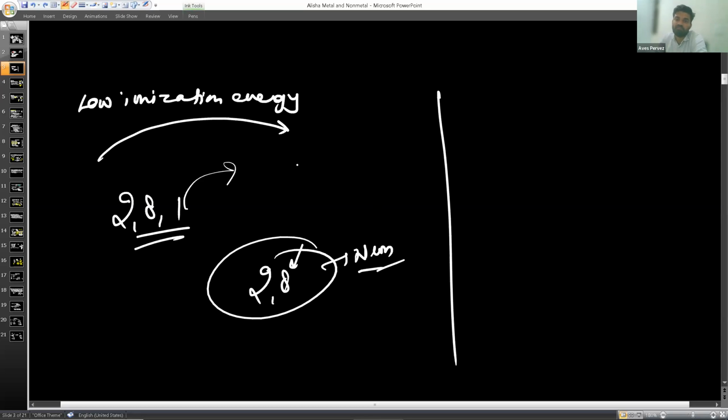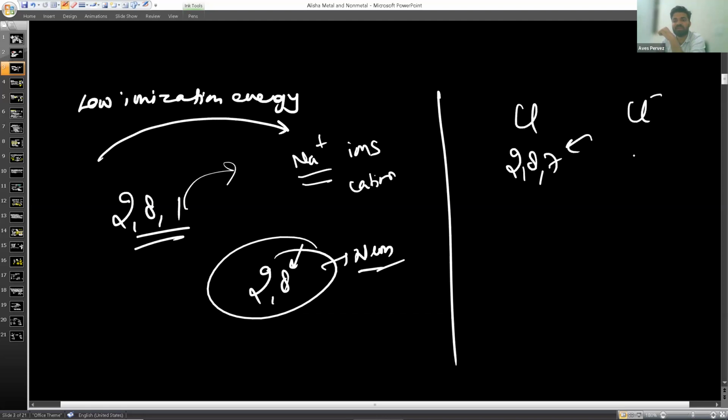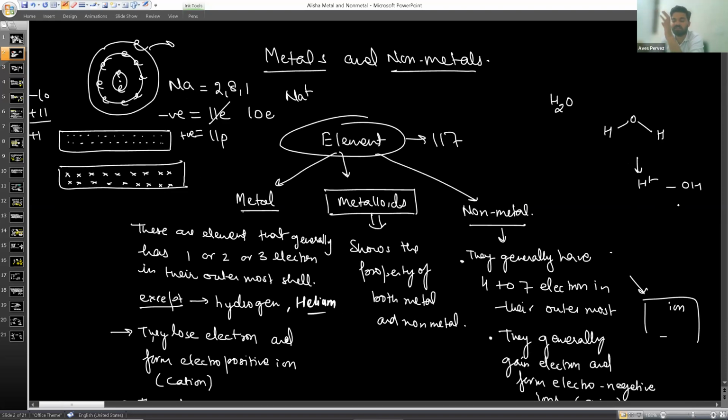When a metal loses electrons, it becomes a positively charged ion because electrons are being removed, and positive ions are called cations. While, for example, chlorine with 2, 8, 7, when it gains one electron, becomes Cl minus, so it is an anion. Understood? So memorize the difference between metals and non-metals.